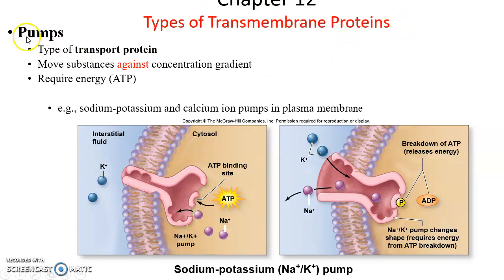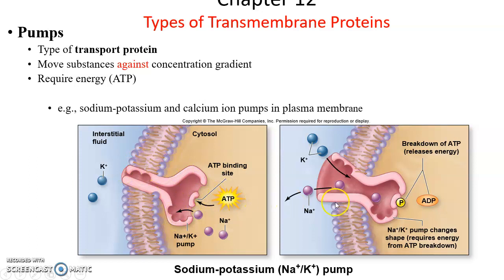So first up is pumps. Pumps are transmembrane proteins that transport ions against the concentration gradient. And since it's going against the concentration gradient, it's going to require ATP. Two examples that are important in neurons include the sodium-potassium ion pump and the calcium ion pump found in plasma membranes. So sodium-potassium pump, here is the transmembrane protein.